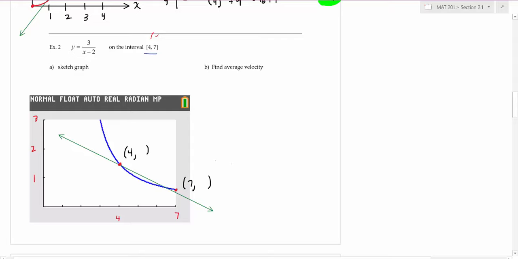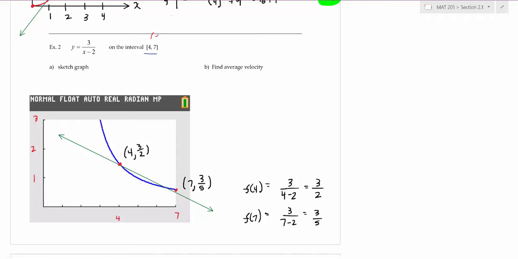Okay, so if we go through and do this, what we would have is f of 4 is 3 over 4 minus 2. So that's going to be 3 over 2, or 1.5. I'm going to go ahead and just use fractions, so that's 3 over 2. Then I'm going to do f of 7, which is 3 over 7 minus 2, so that's going to be 3/5. Okay, so when we find our average velocity, we need to use those points. Now you can use decimals on that or fractions. It doesn't really matter too much on this. Okay, so the average velocity is really just the change in y over the change in x.